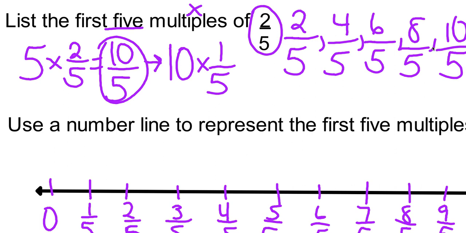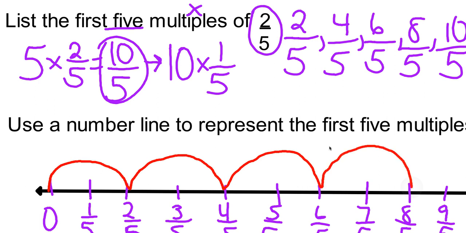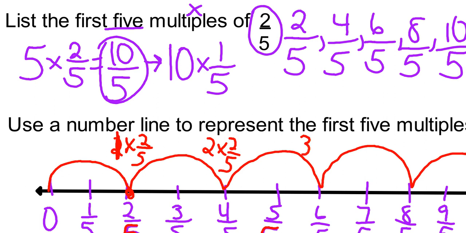Now I'm going to move on this number line. I am going to show the multiples of 2/5 5 times. So I have 2/5 once, 2/5 twice, 2/5 3 times, 2/5 4 times, 2/5 5 times. So really, this point here is 1 times 2/5, oops, that should be a 5. I know my 5s are looking like 6s. This is 2 times 2/5. This is 3 times 2/5. This is 4 times 2/5. This is 5 times 2/5. Okay? All right.